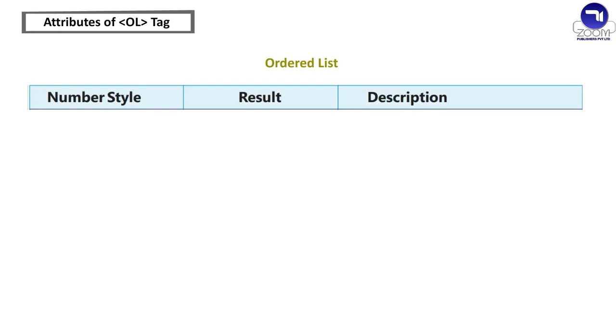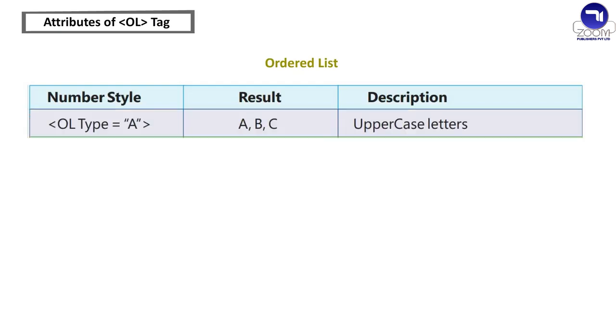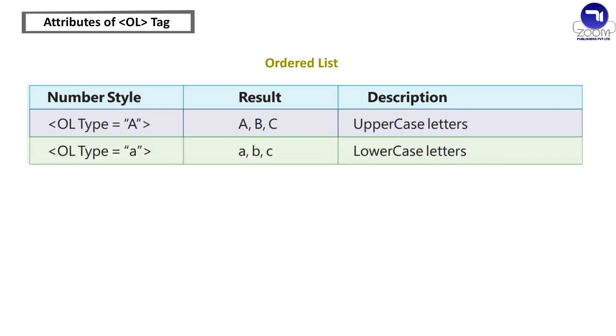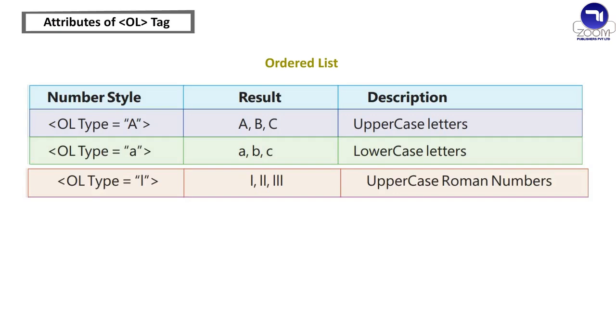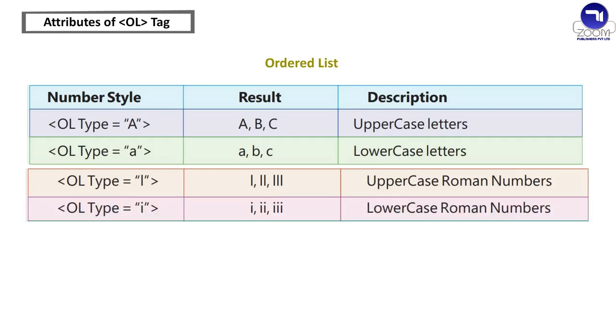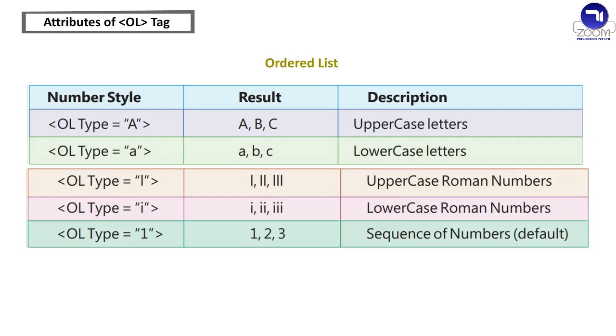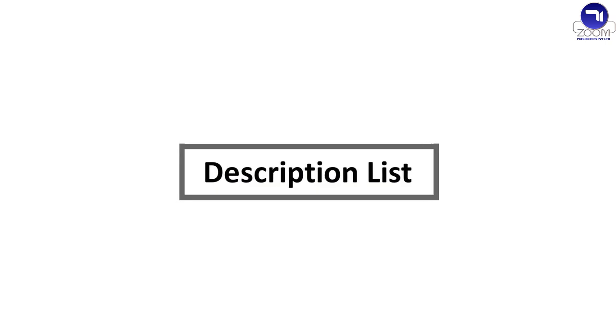Ordered list number style, result, description. OL type equals A: A, B, C, uppercase letters. OL type equals small a: a, b, c, lowercase letters. OL type equals capital I: I, II, III, uppercase Roman numbers. OL type equals small i: i, ii, iii, lowercase Roman numbers. OL type equals 1: 1, 2, 3, sequence of numbers, the default.